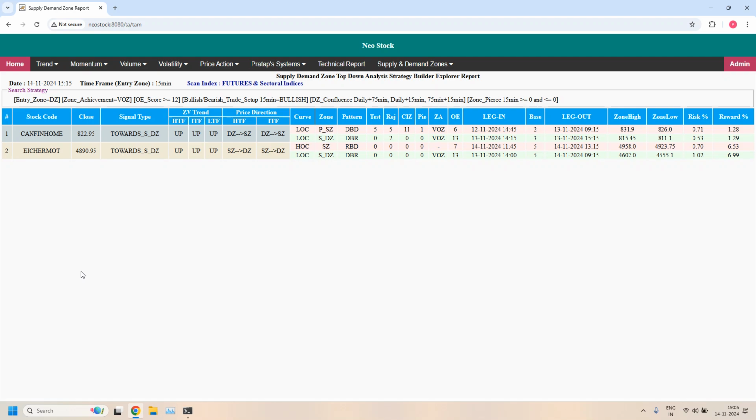That means both these stocks are part of these 15 minute demand zones. These 15 minute demand zones are part of the 75 minute demand zone. Again, both together are part of the daily demand zone, and the daily trend is up. If any of these stocks are having daily EMA confluence, they are even more high probability setups.